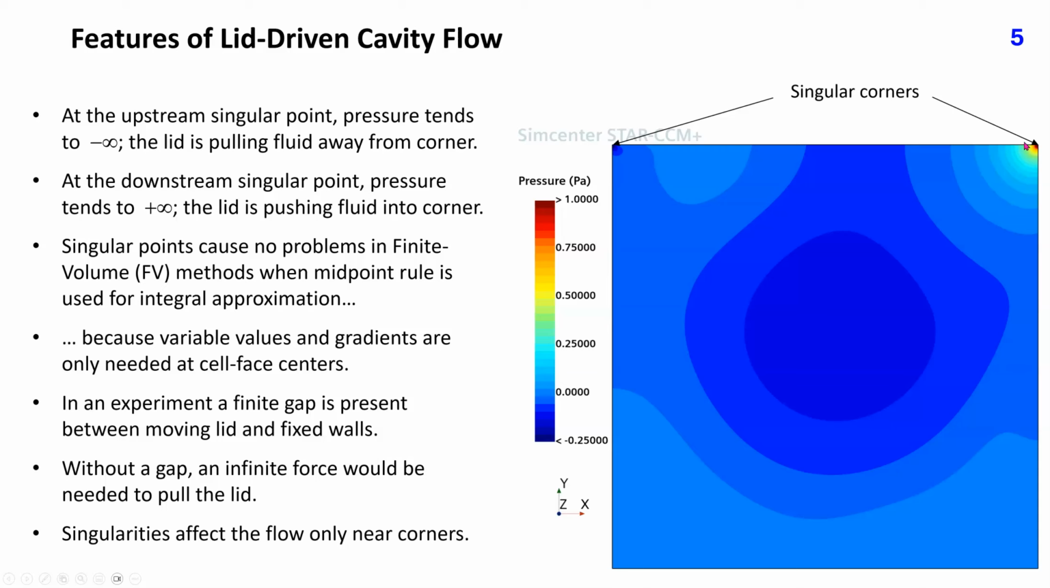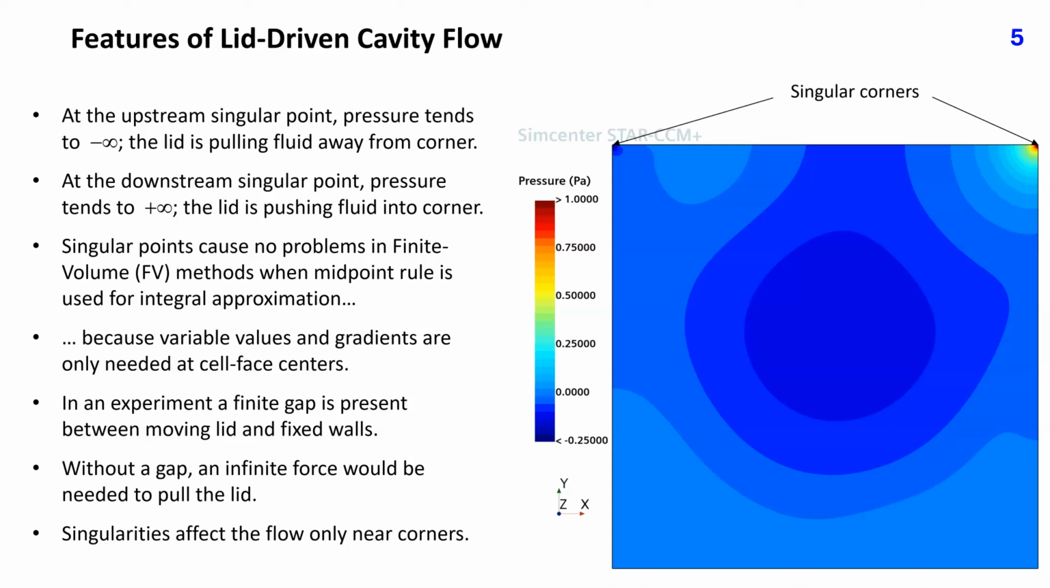Singular points cause no problems in finite volume methods when the midpoint rule is used for integral approximation because variable values and gradients are only needed at cell-face centers. Thus, the fact that the values are not defined at the corners is of no concern. If Simpson's rule is used for integral approximation, then corner values are needed and this requires special treatment.